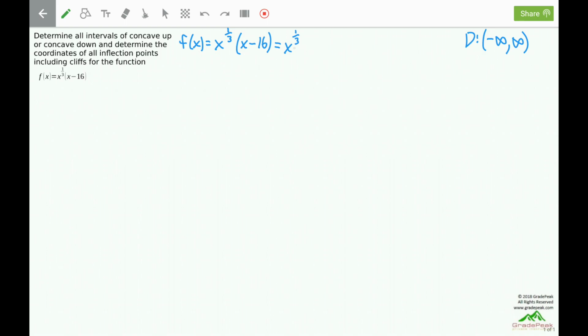Before we do that, we can rewrite the x to the first power in the parentheses as x to the 3/3 power so that it has a common denominator. So when we distribute the x to the 1/3 in, we can add the exponents. X to the 1/3 times x to the 3/3 is x to the 1/3 plus 3/3, or x to the 4/3 power. We have a minus 16 that does not have an x, so when we distribute the x to the 1/3 in, it will just multiply with the negative 16. Each term is now just a power rule for the first derivative.